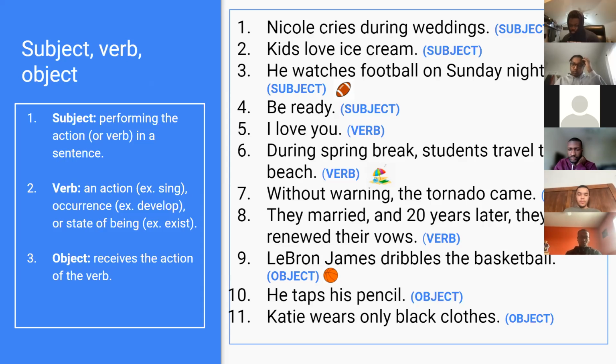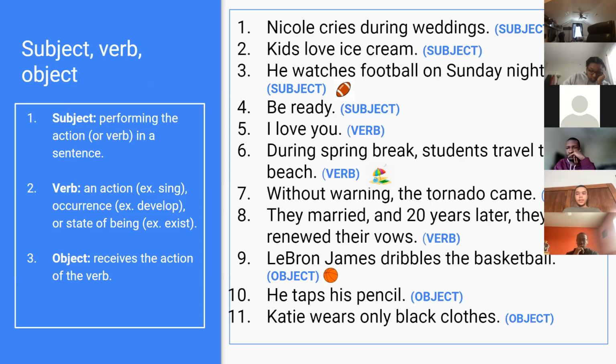Who wants to do the next one? He taps his pencil. What's the object of the sentence? Go for it, Jonathan. Pencil, the object. And then the last one, Katie wears only black clothes. What is the object of the sentence? Black clothes. There you go, clothes. And what type of clothes? They're black.